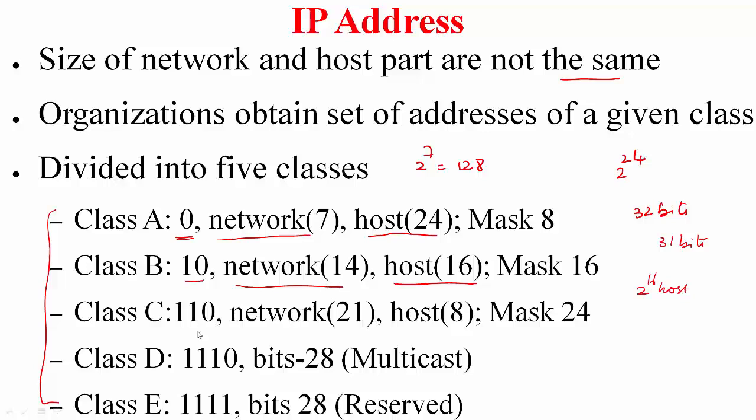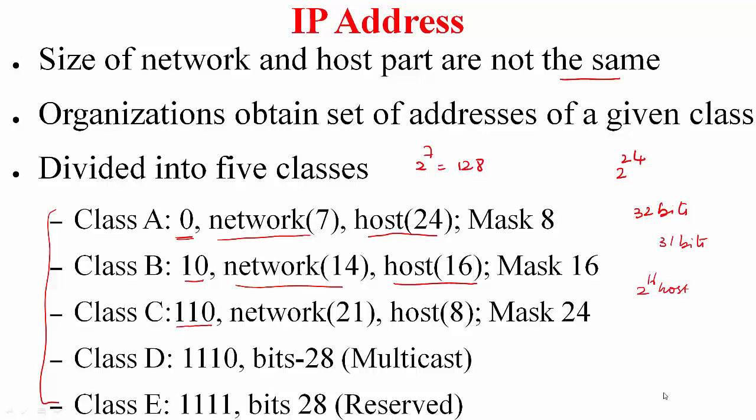And similarly, class C always begins with 110 and you have 21 bits allocated to the network portion and 8 bits allocated to the host portion. Class C is typically handed to networks that support a smaller number of hosts. So as you can see, you are catering to different network sizes by accordingly partitioning the address space.